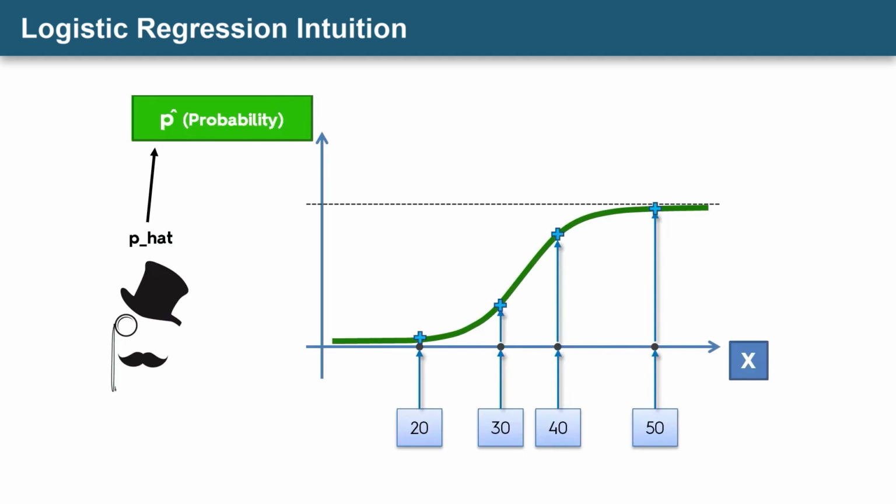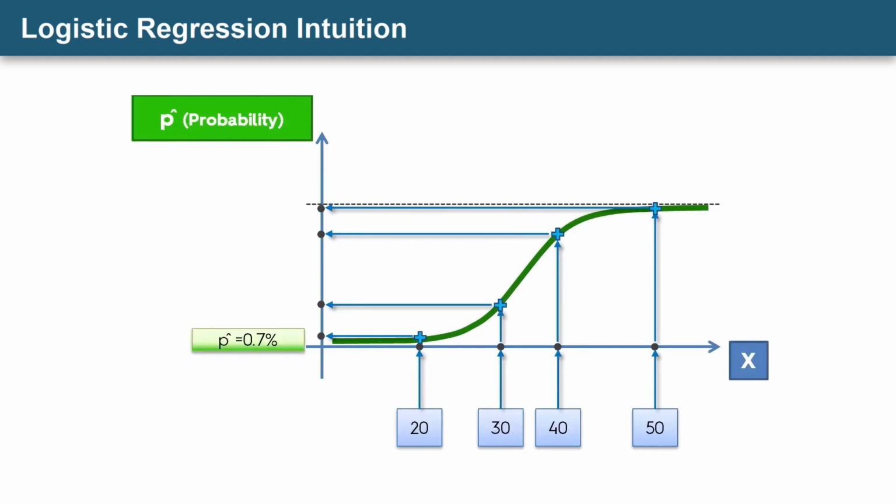So these are your fitted values. And now, if you want the probabilities, you need to project them like that. Let's have a look at these probabilities. The person who's 20 years old, the probability of taking up this offer is very low, perhaps 0.7%, so less than 1%.